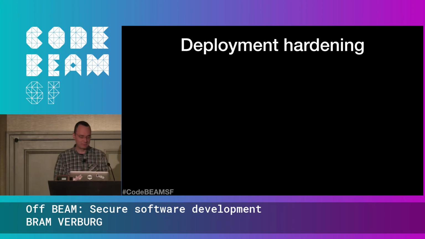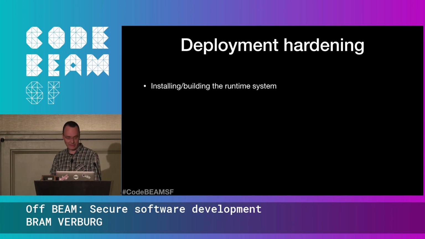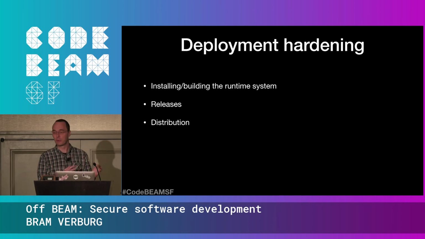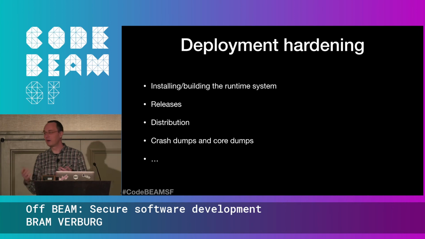Okay, wrapping up, we have a chapter on deployment hardening in the guide. It's not quite finished yet. I don't have time to talk about it, but it's there. Please have a look. It covers topics like how to install or build the runtime system, releases, why you might want to use them, how to use them, distribution. For example, how do you make sure that the distribution protocol listens on the network interface that you want it to listen on, instead of binding to all network interfaces, including front-end facing interfaces, and crash dumps and core dumps. And we might add more. For example, I want to cover configuration management. How do you pass secrets into your application, such as those database credentials?